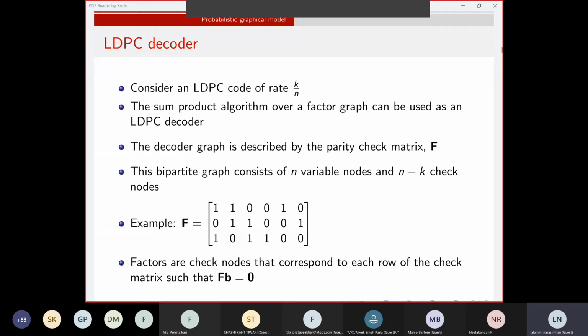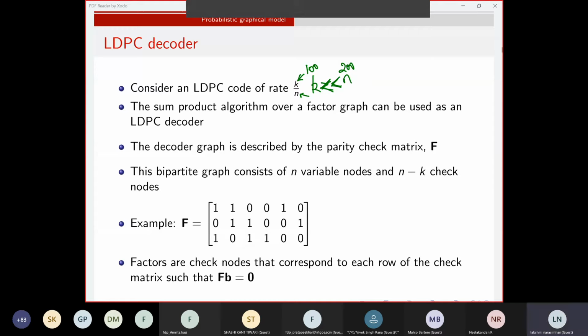So LDPC is nothing but an error correcting code known as the low density parity check code. Consider an error correcting code which takes k bits and produces n bits as the output. Typically k is much smaller than n. For example, it takes 100 bits and produces 200 bits as the output. That means it adds redundancy, which is what is used for correcting errors.